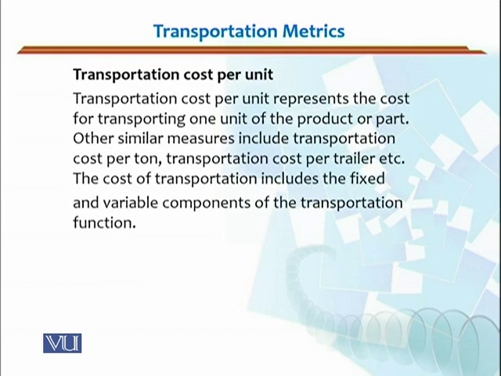Then we have the transportation cost per unit. The transportation cost per unit represents the cost for transporting 1 unit of the product or part. Other similar measures include transportation cost per ton, transportation cost per trailer. The cost of transportation includes the fixed and variable cost of the transportation function. So transportation cost per unit actually includes your fixed cost as well as variable cost. You can calculate it in the form of transportation cost per ton or transportation cost per trailer as well.